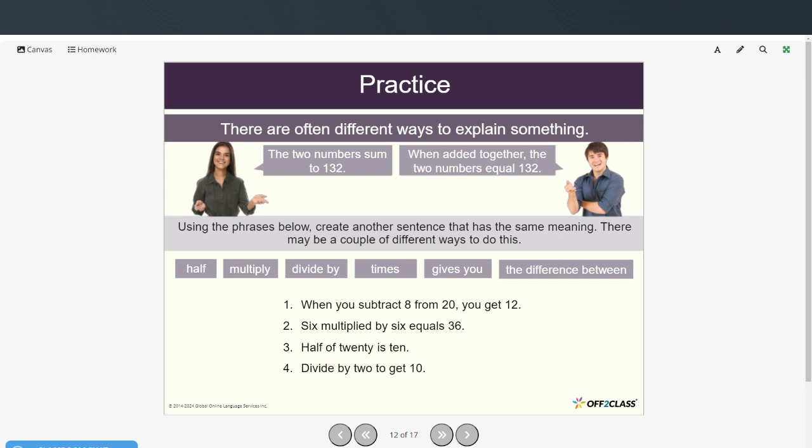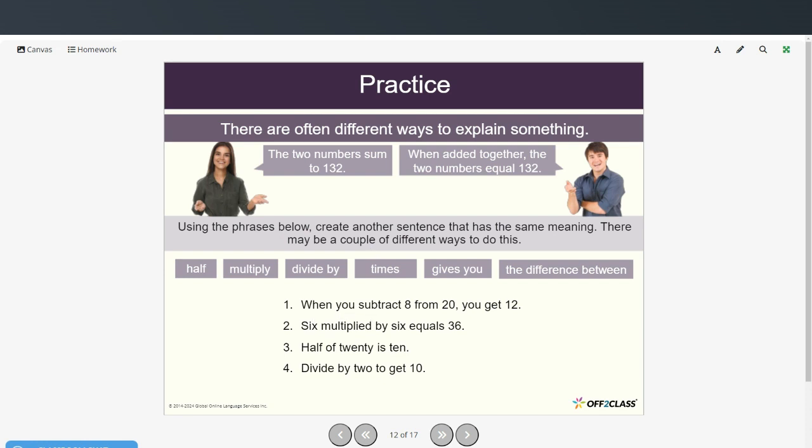Okay, there are often different ways to explain something. Here she says the two numbers sum to 132. When added together, the two numbers equal 132. So using the phrases below, create another sentence that has the same meaning, and there might be a couple of different ways to do this.